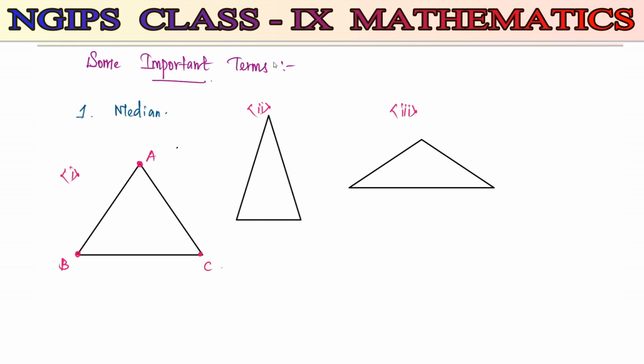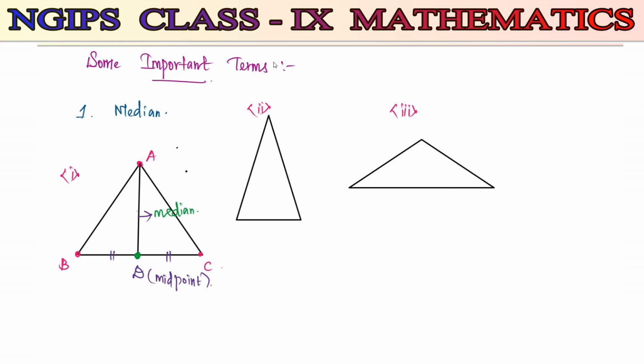Median is nothing but when we draw a line from the vertex A to the opposite side BC. I have drawn the line here. This particular point is D, which intercepts BC into two equal parts. So this D is nothing but the midpoint of BC. Then this line we call the median. Is it clear to all?